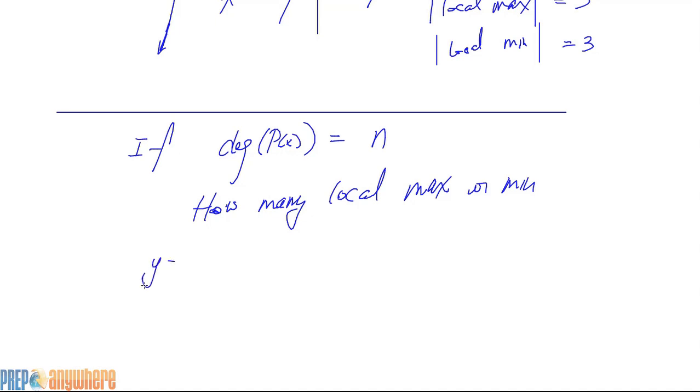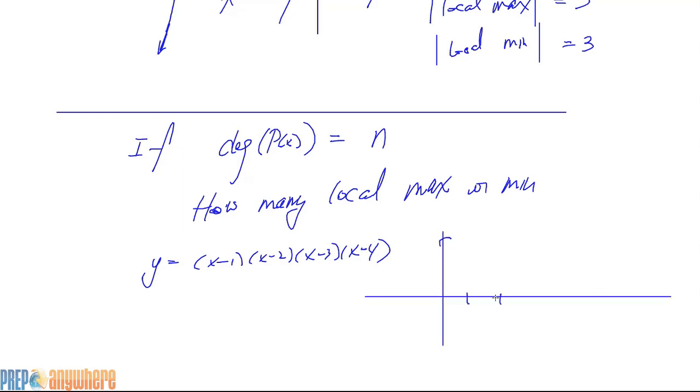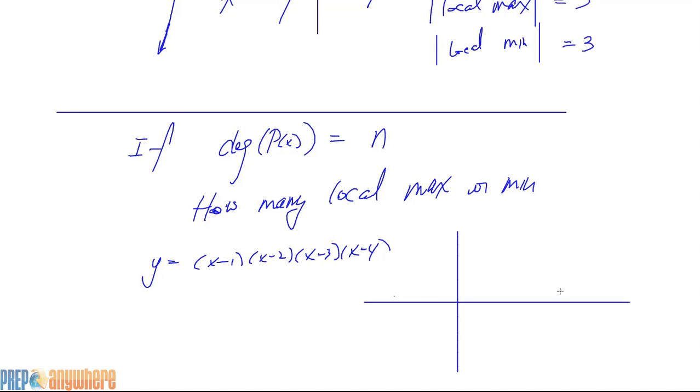Let's say I can have an example like this: x minus 1, x minus 2, x minus 3, x minus 4. This is a degree 4, right? With absolutely no multiplicity. 1, 2, 3, 4. Just gonna draw it approximately. Oops, what did I do wrong? I have to start from the top, but I started from the bottom. Degree 4 starts from the top. 1, 2, 3, 4.